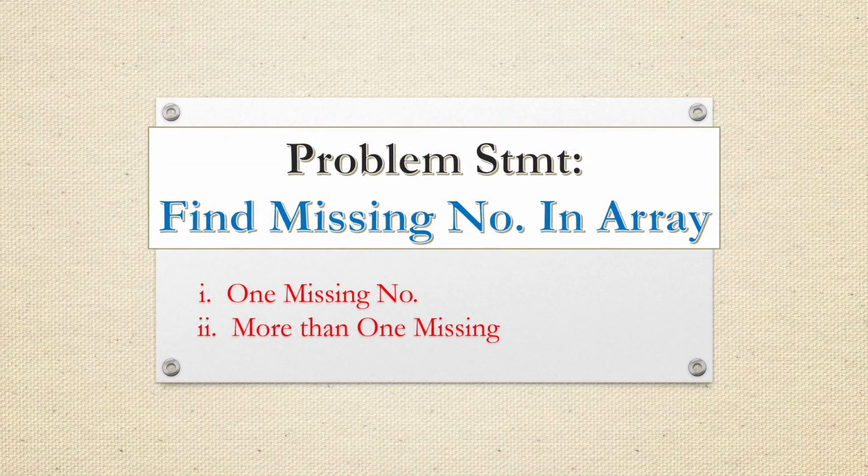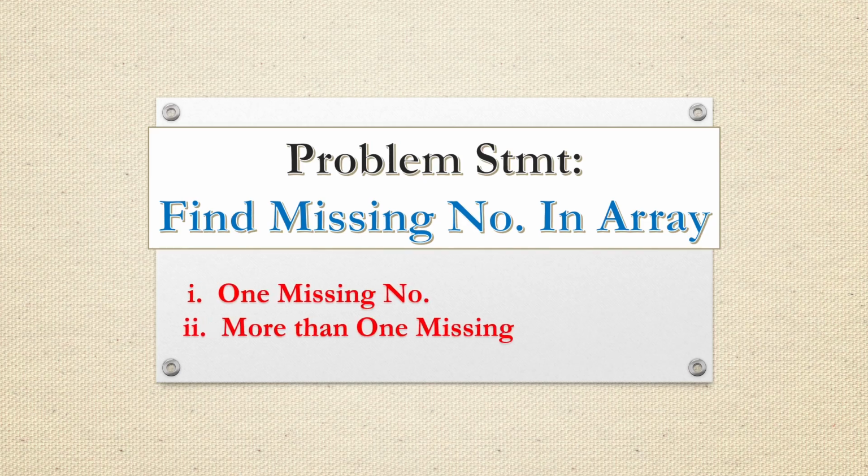Today's problem statement is to find the missing number in a given array. There can be two possibilities in this: there can be only one missing number, or there can be multiple missing numbers in a given array. So we are going to find out what the best approach to solve this is.